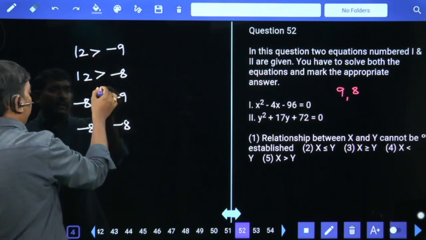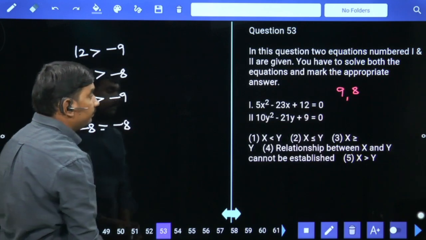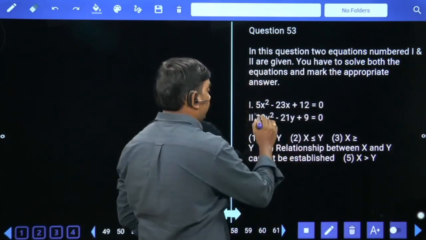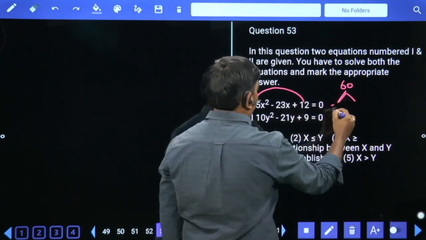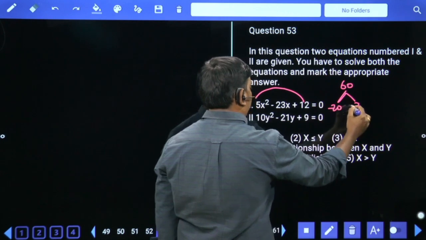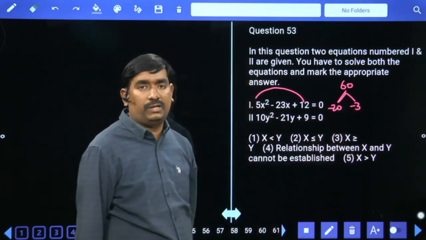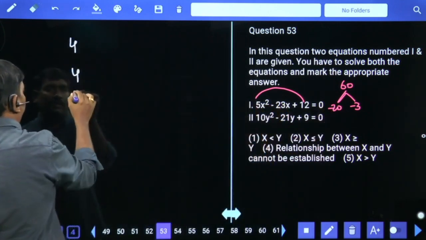Greater than, greater than, greater than, equal. X greater than or equal to Y. 12 5s are 60. 23 times also 60. Minus 20 minus 3 will give us minus 23. Finally, plus 20 plus 3. 20 by 5 means 4. 3 by 5.